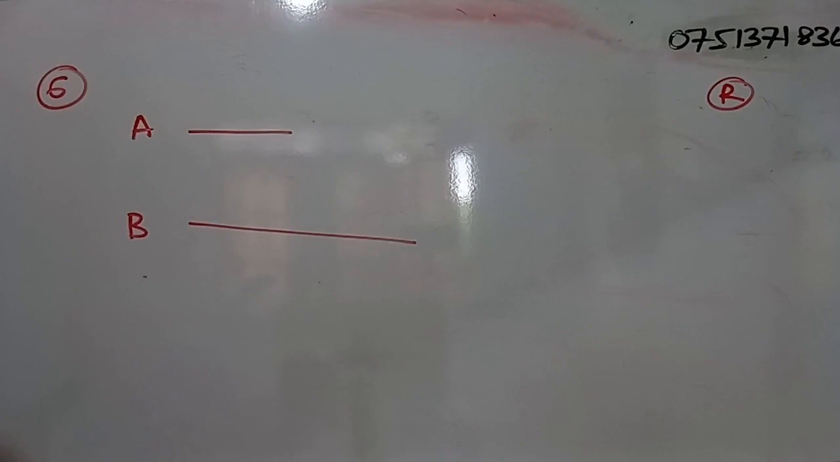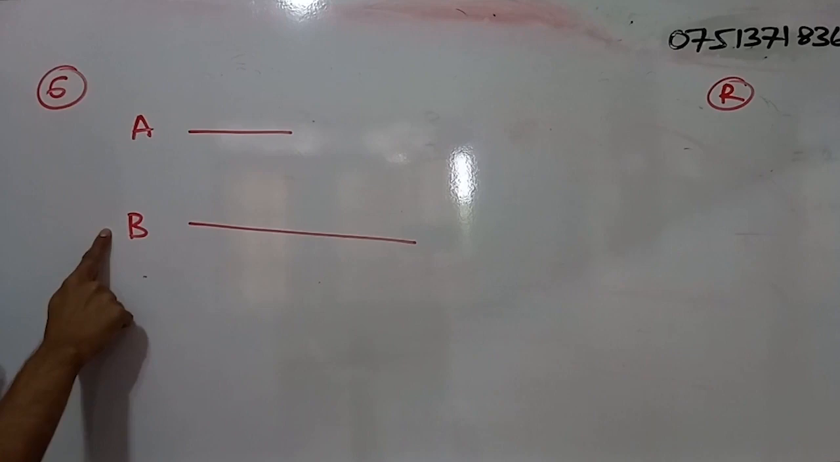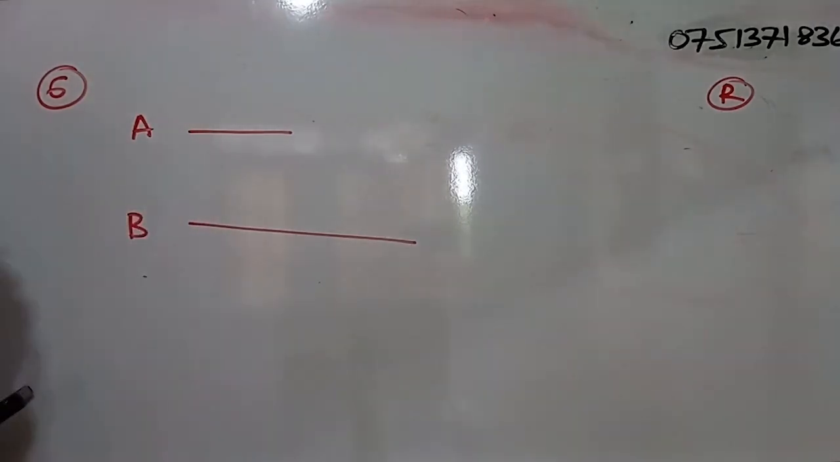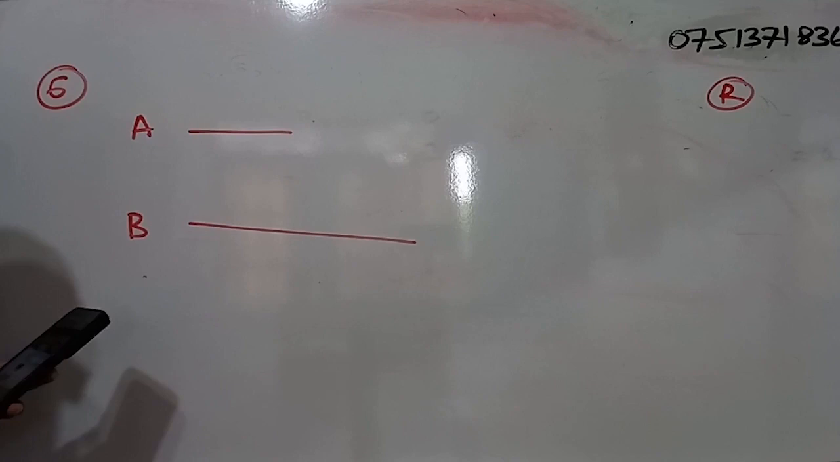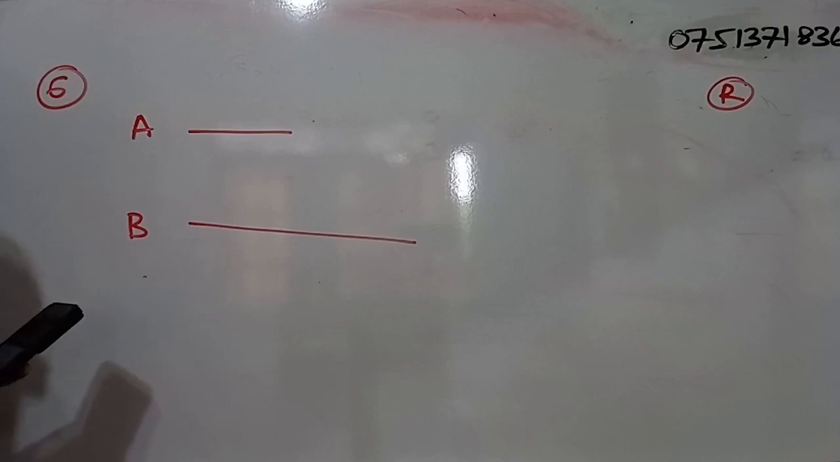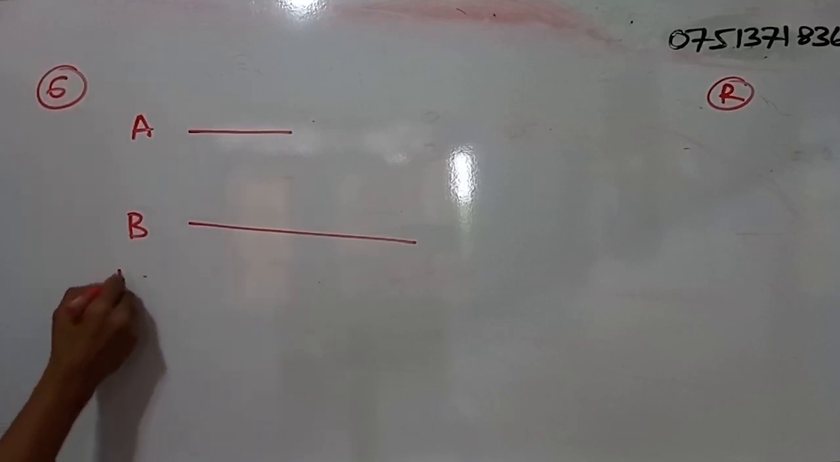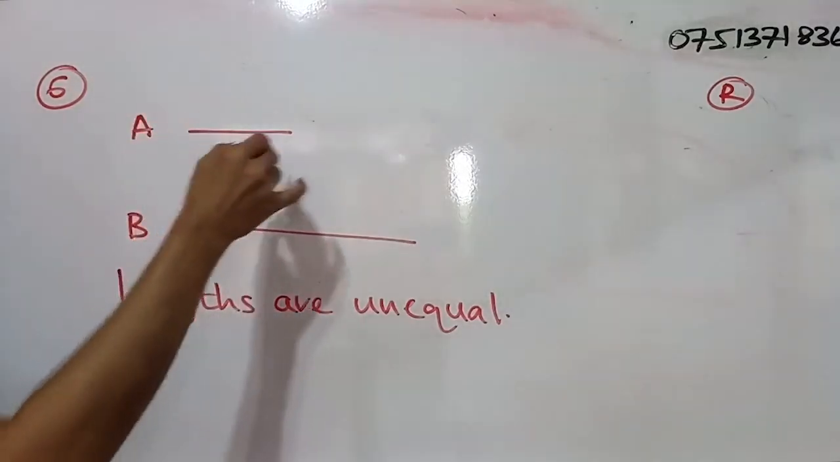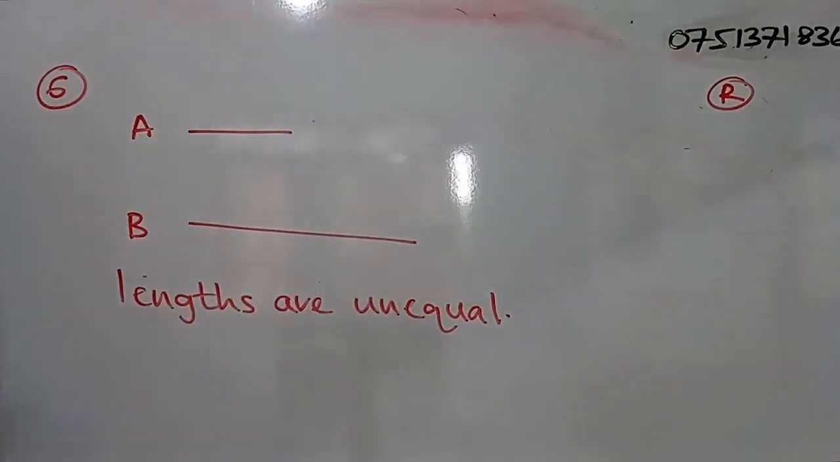Right. Question number 6. If the two pieces of wire A and B are of unequal lengths, that means both of the wires, the lengths are different. Is 1/3 of the length of A equal to 1/3 of the length of B? Or are they unequal? Give reasons to your answer. So what will be the answer? The lengths are unequal. Why is that? The reason is the total length of A is not equal to the total length of B.